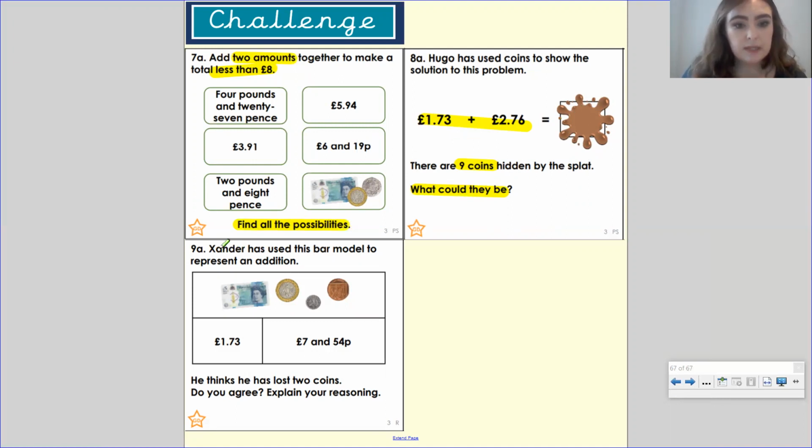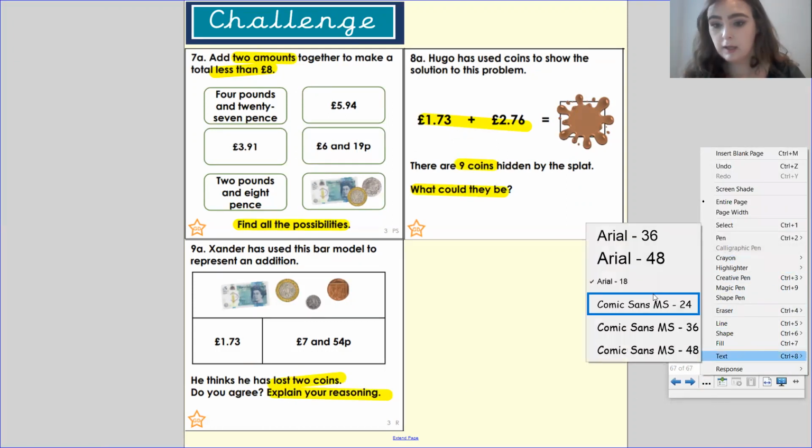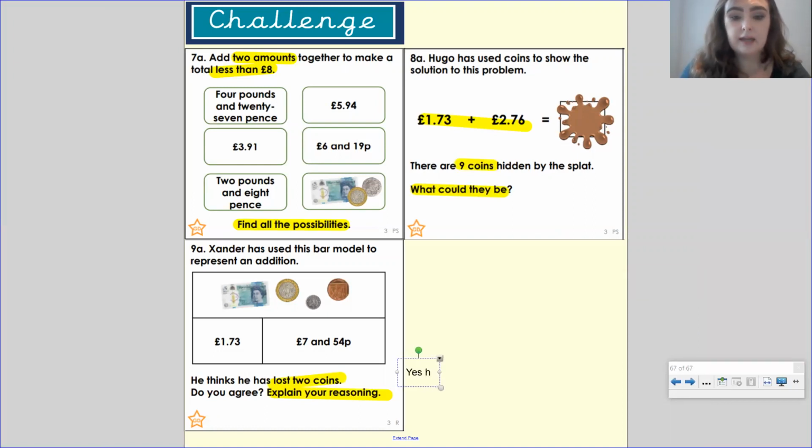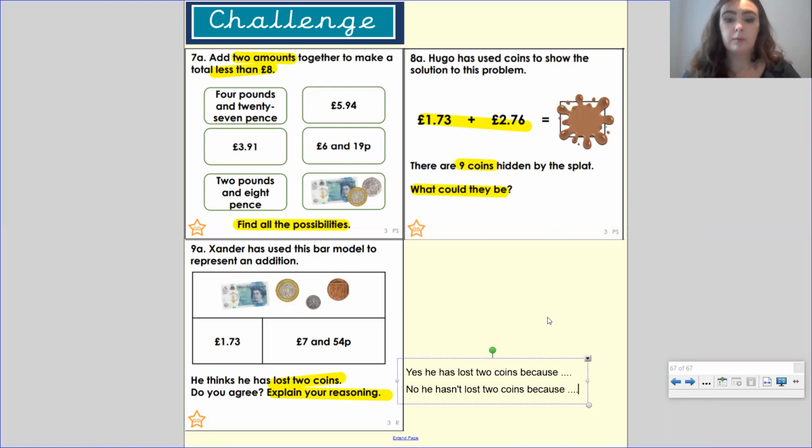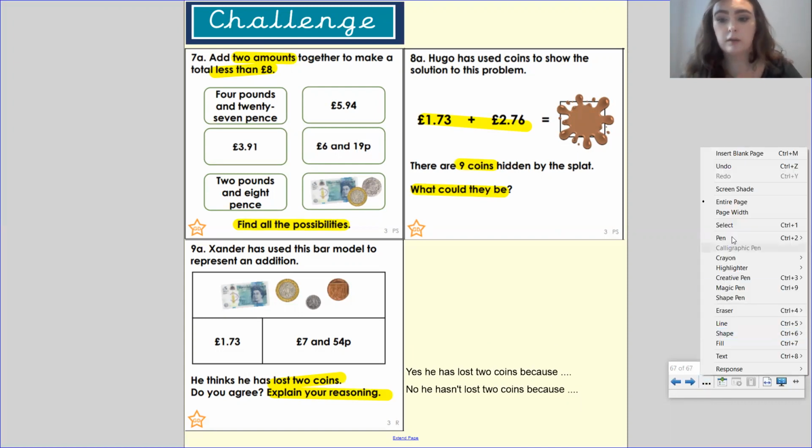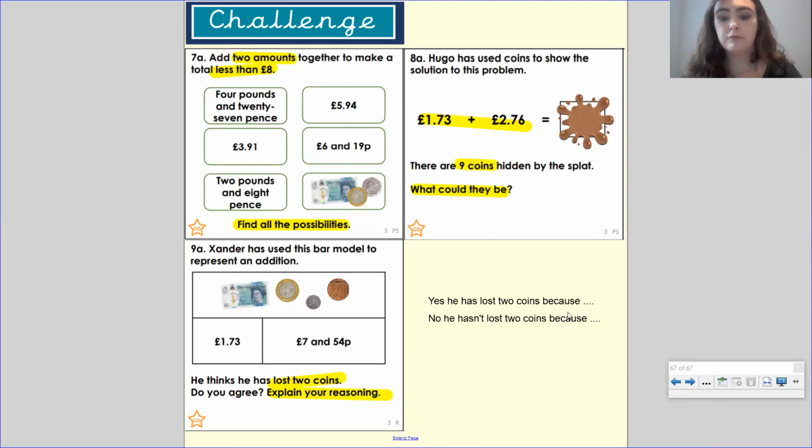And then the last question, Xander has used this bar model to represent an addition. He thinks he has lost 2 coins. Do you agree? Explain your reasoning. Now with this one, again, I'm really looking for, yes, he has lost 2 coins because, and then tell me why, or no, he hasn't lost 2 coins because, and tell me why. Now with these questions, it's really important that you are explaining. You have to use that because word in order to explain it.